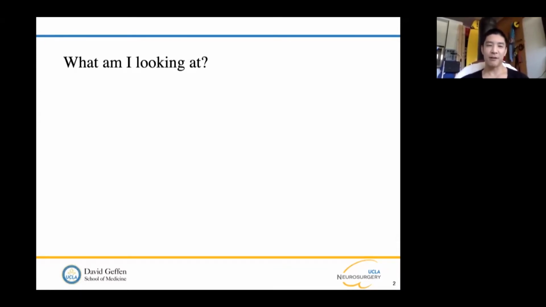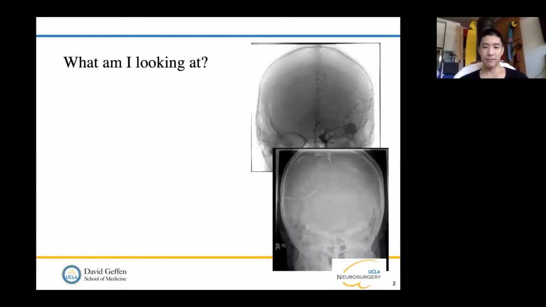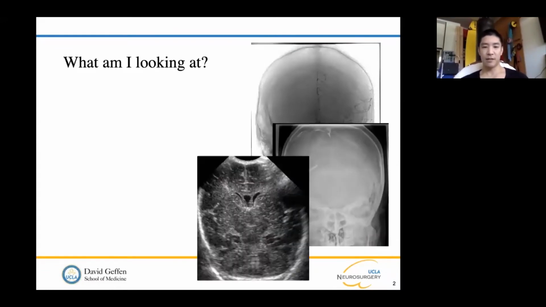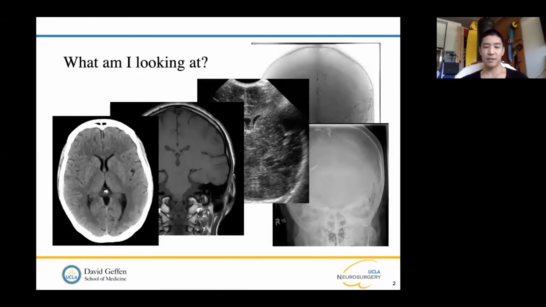There's no doubt in my mind that at some point in your career you'll find yourself looking at the wrong scan on the wrong patient. Then you start by identifying what type of imaging modality this is. Is this an angiogram? Is this an X-ray? Is this an ultrasound? Is this an MRI? Is this a CT scan, or something else?